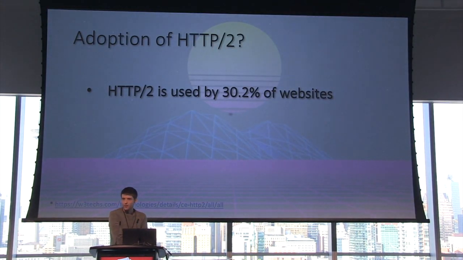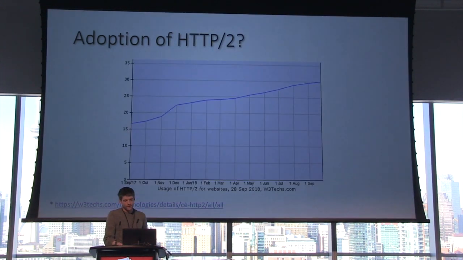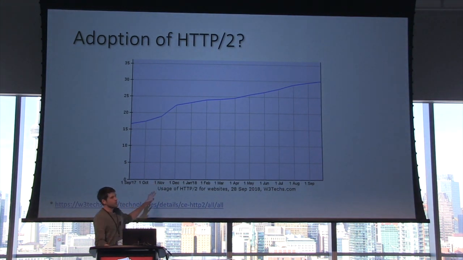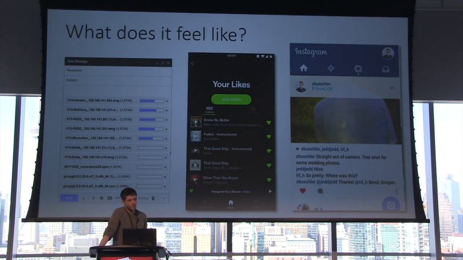Is it adopted? It definitely is. 30% of websites online are using HTTP2. Google, YouTube, Wikipedia. I'm not sure if anybody cares about Yahoo anymore, Twitter. So the big guys. And this is a great graph. This shows year over year an increase of 100%. We went from 15% in September of 2017 to 30% adoption this year. And if you open up the network tab and you actually take a look at all your favorite websites, you're going to see this. This is really happening. And a lot of it is being driven by libraries and tools.